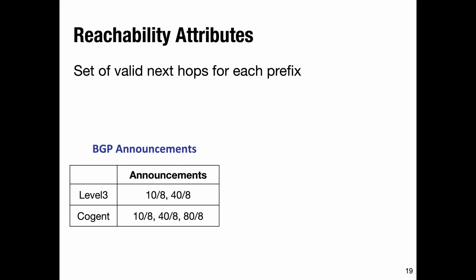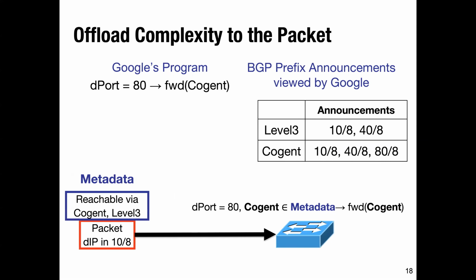The idea that was discussed in the SDX paper was this concept about forwarding equivalence, right? And it was from the perspective of prefixes. So if you look at, in this very simple example, 10/8 and 40/8, they exhibit similar behavior: both of them can be forwarded to Level 3 and Cogent. But 80/8 has a different behavior, right?